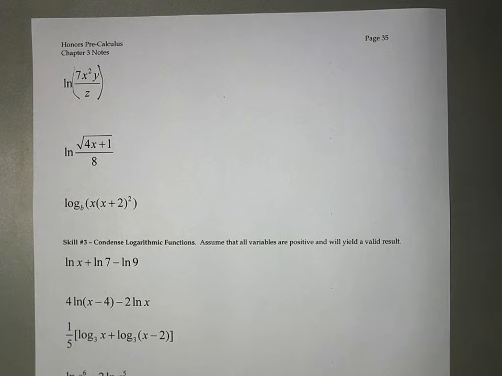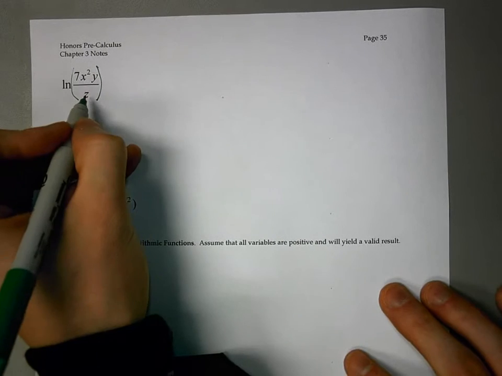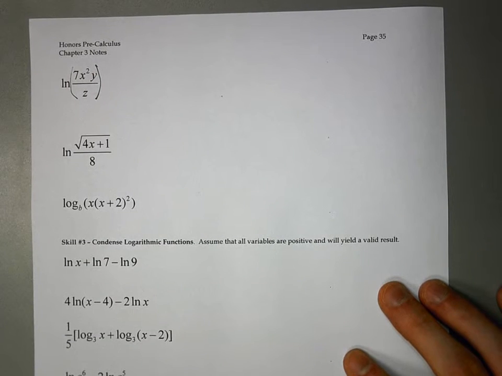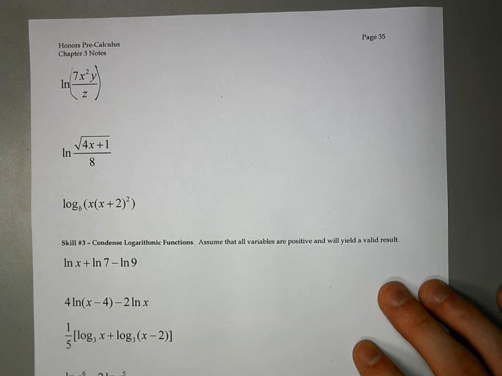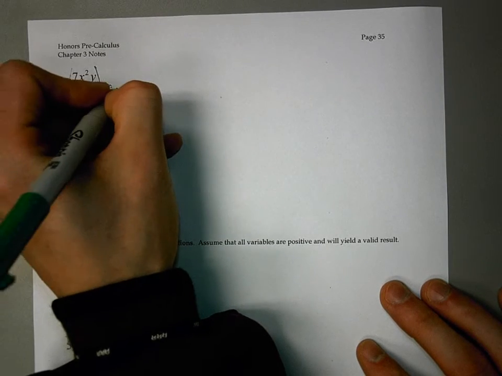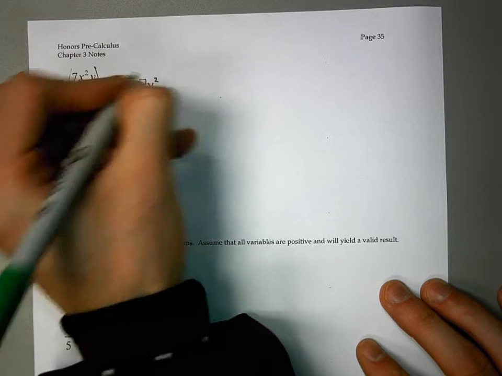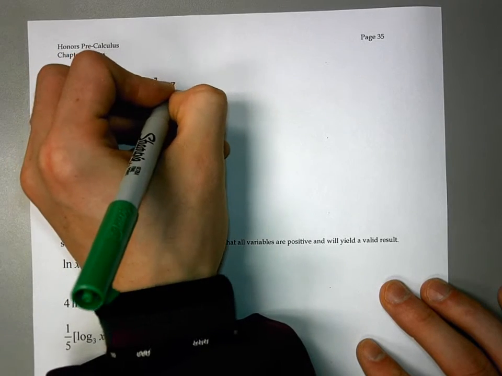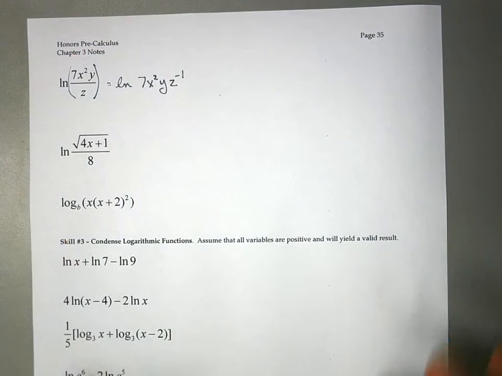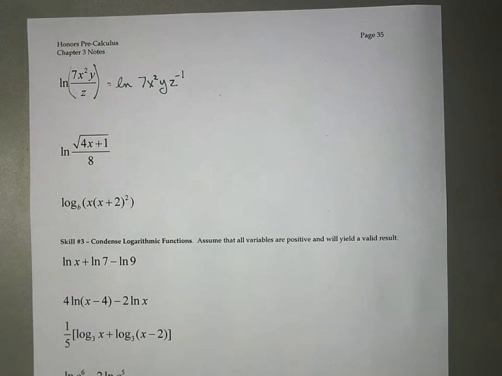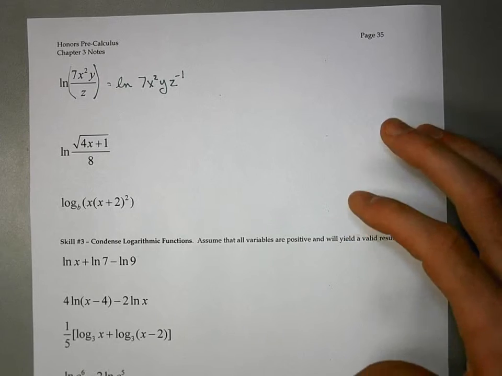And so my advice to you would be to start by bringing the z to the numerator. That way, everything is in the top part of the fraction, and it's just a product property that we're dealing with. So the first thing would be bringing up that z. So the ln of 7x squared y, z to the minus 1. Now I've got just a product and a power property I've got to deal with.